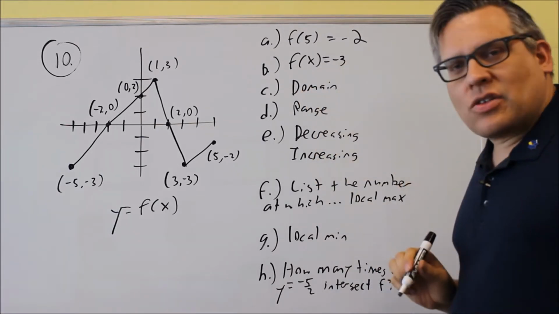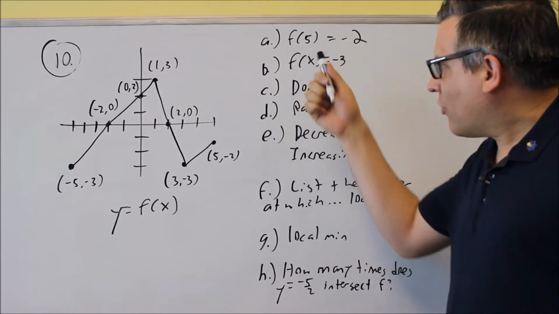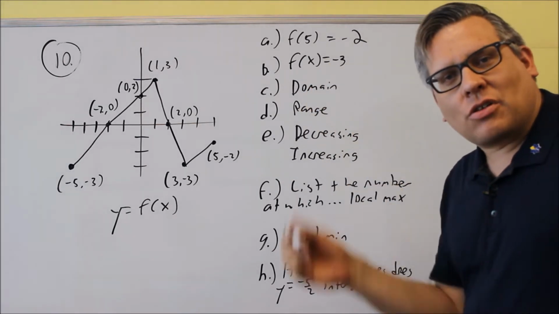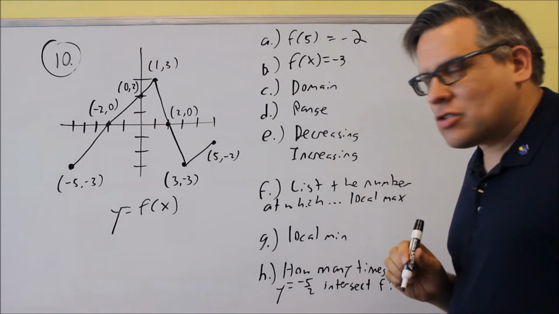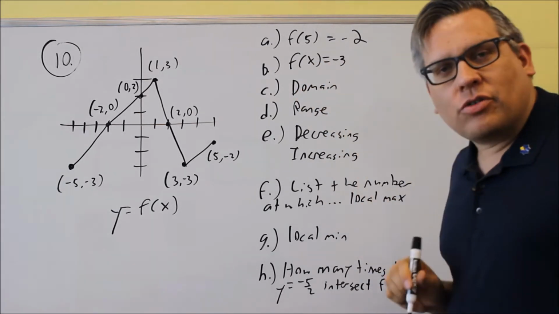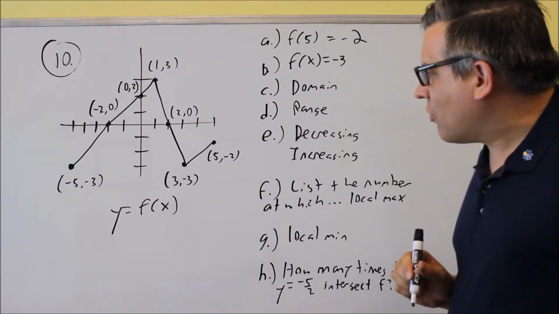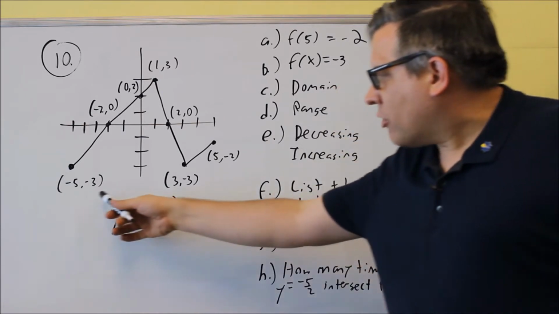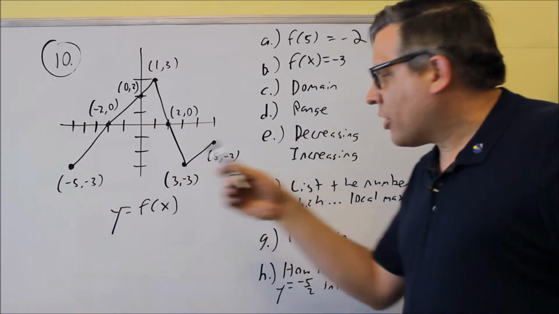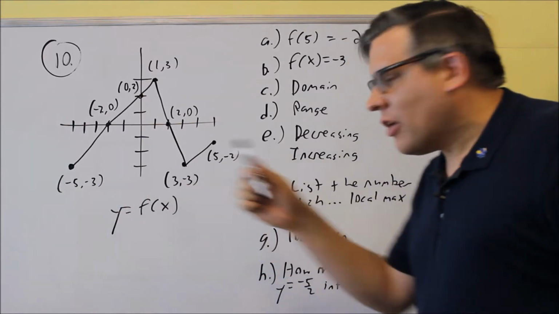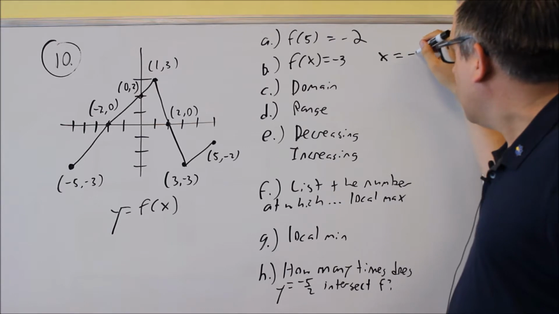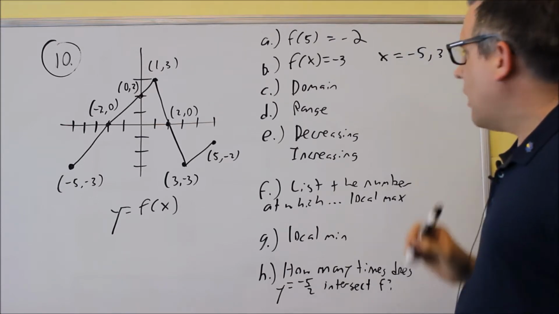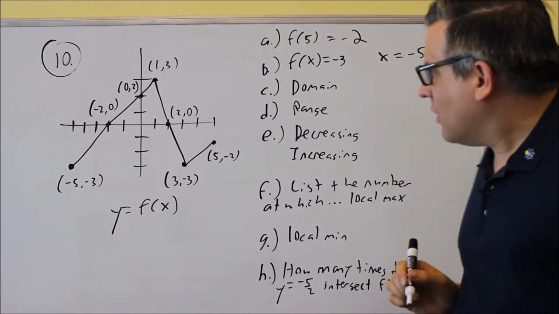The second one asks us to find all x such that f of x equals negative 3. Now this is actually asking you for the reverse. It's giving you the y value negative 3, and it's asking what x value will give you a y value of negative 3. So when we look at this, we actually see that there's two places where you have a y value of negative 3. So we're going to list both those x values. We say x is equal to negative 5 and x is equal to 3.